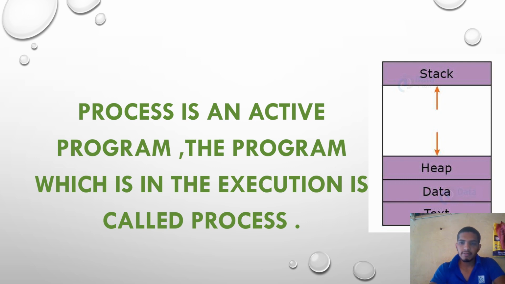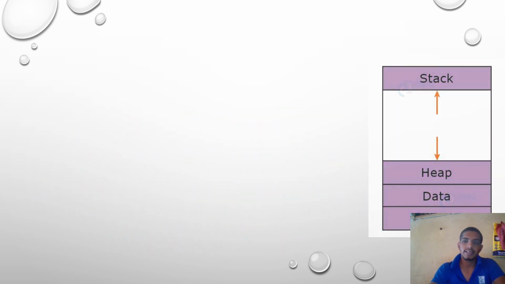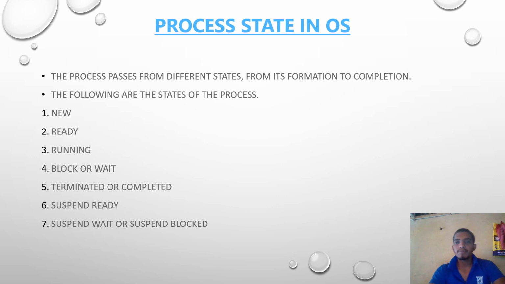After the process, we have to understand the process state. At the time of execution, the process goes through different states. The process states are as follows: first new state, then ready state, then running state, then block or wait state, then terminated or completed state, then suspended ready state, and suspended waiting state.